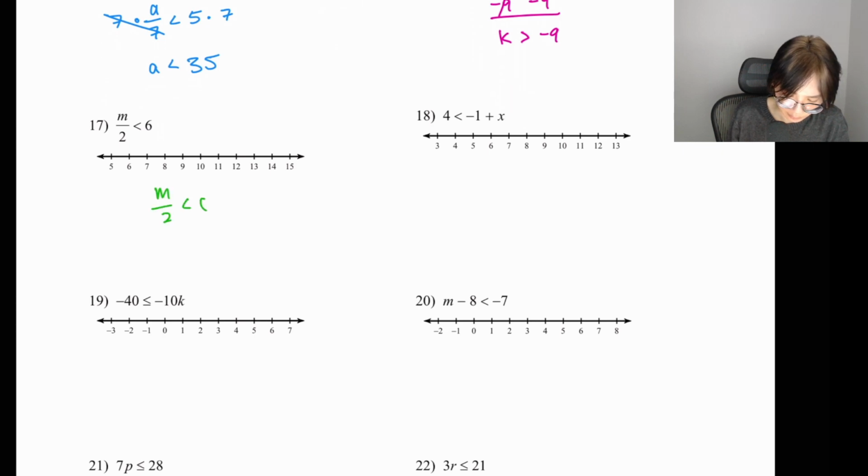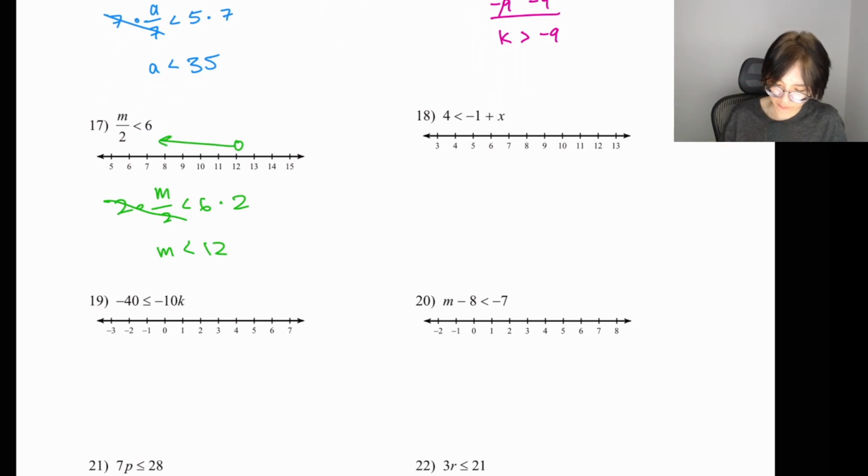M divided by 2 is less than 6. The opposite of divide by 2 is multiply by 2. Those cancel out. M is less than 12. Where is 12? Right here. Open circle because there is no equal to. This direction is everything less than 12.